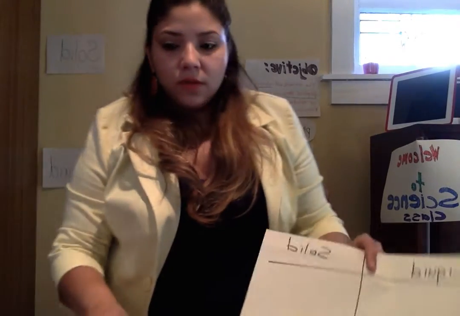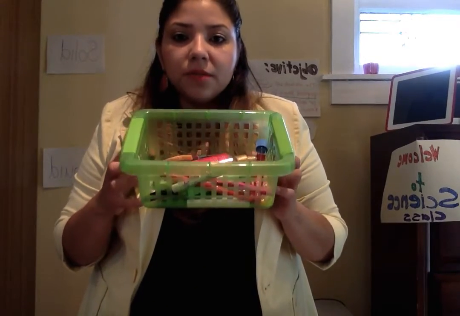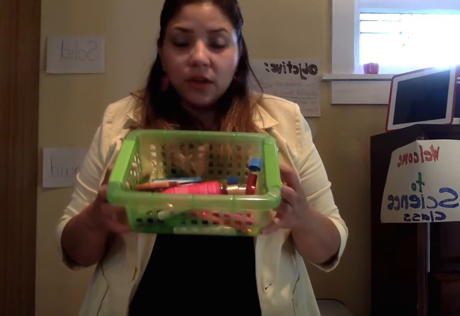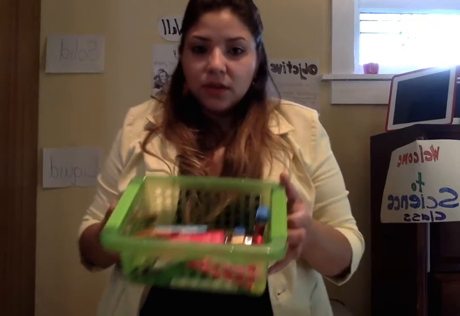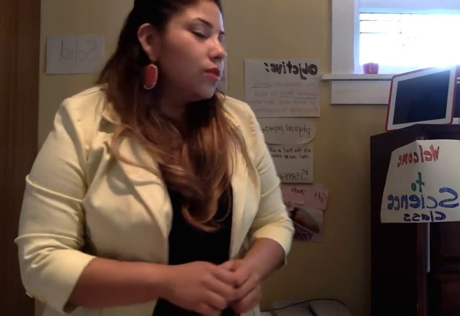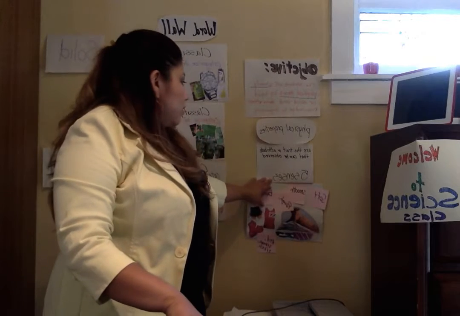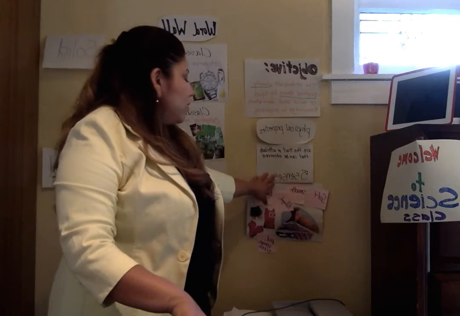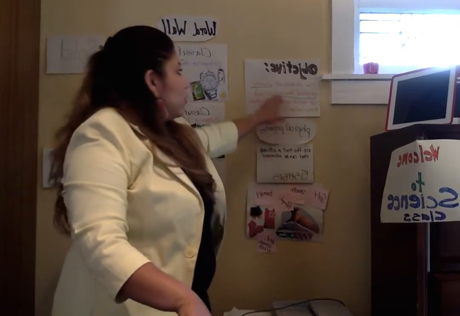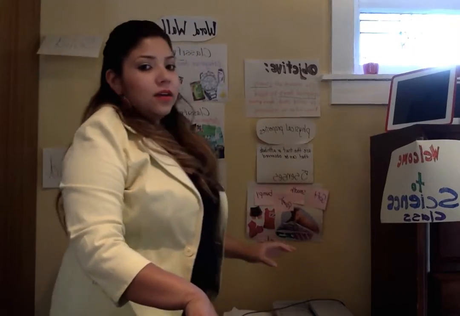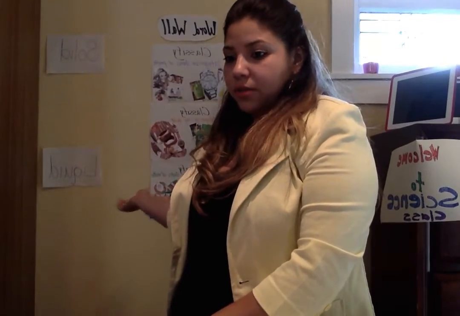So now, within your groups, you have a basket full of items, and these items have solid items and liquid items. And you are going to use your physical property knowledge that we have used yesterday, and today you are learning to classify items using the physical properties and to classify them by the states of matter, such as solid and liquid.